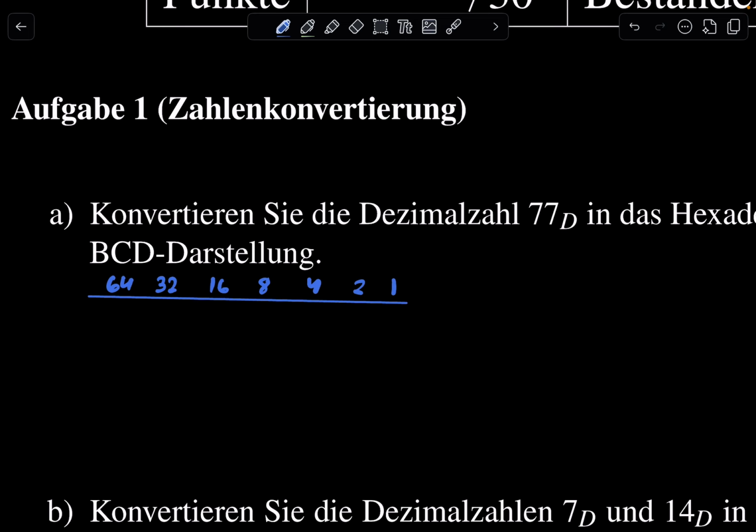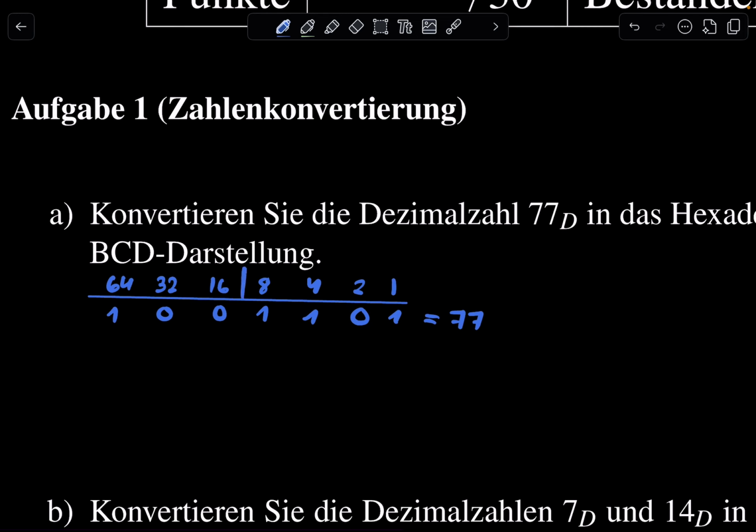That's going to be 70, but we still want 7. So 7 is going to be something like that. Now we want to add up to 77. We can also do this, for example: this one gives us 72, and then we add 5. This gives us 77. Perfect, 77.